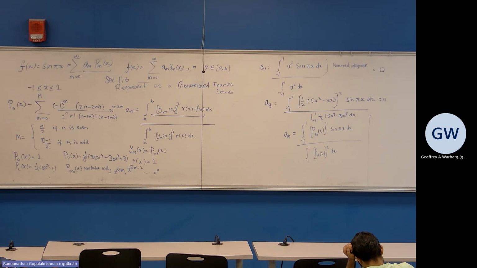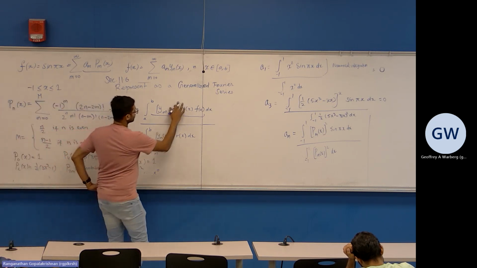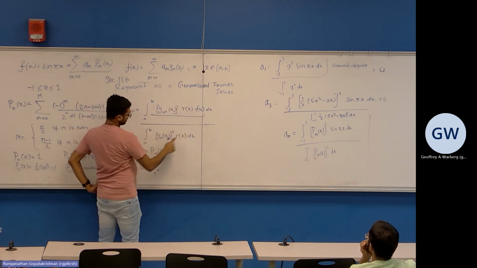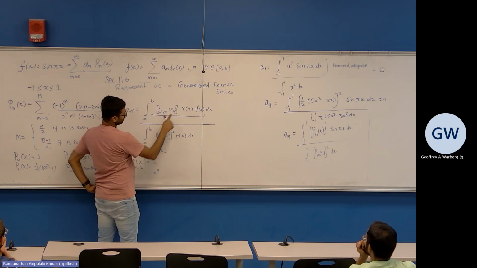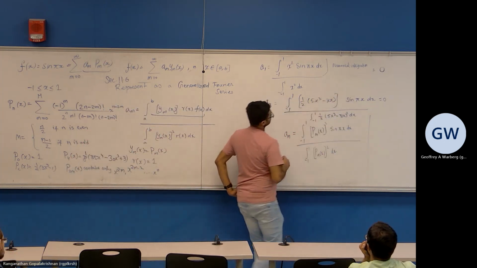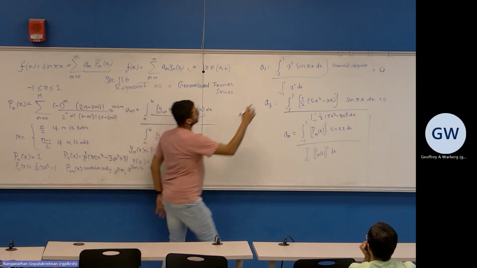Oh, that's not because of the function. It's because of my writing. This is y of x times f of x. This is y m squared, the norm. There is no square here. Now it will not be 0.